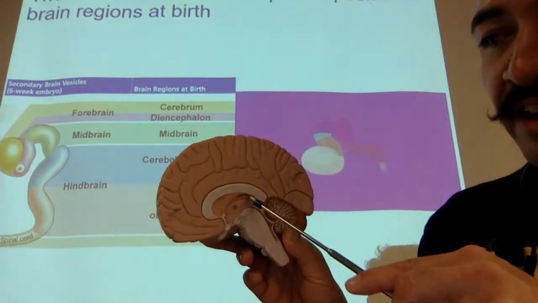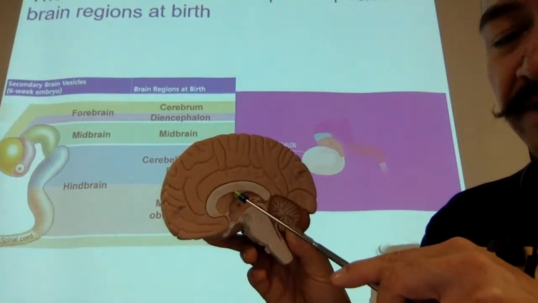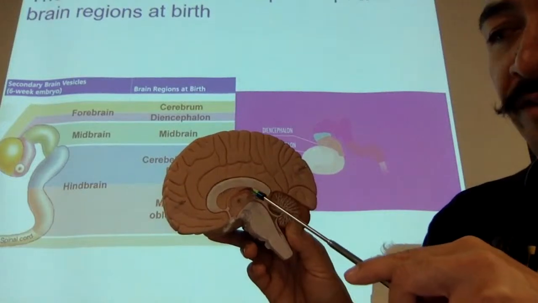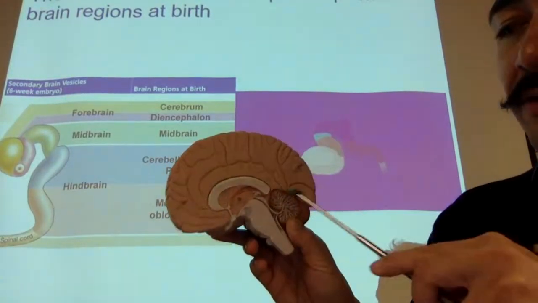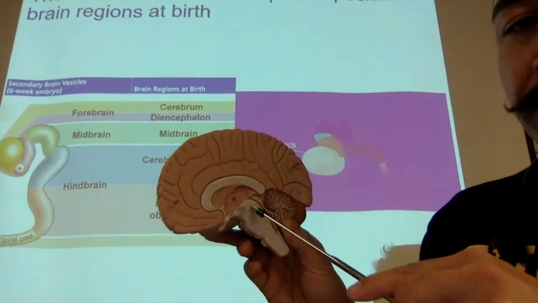This is the diencephalon. The lateral ventricle is right here, so it's just caudal to the lateral ventricle. The diencephalon is between the cerebrum and the midbrain.